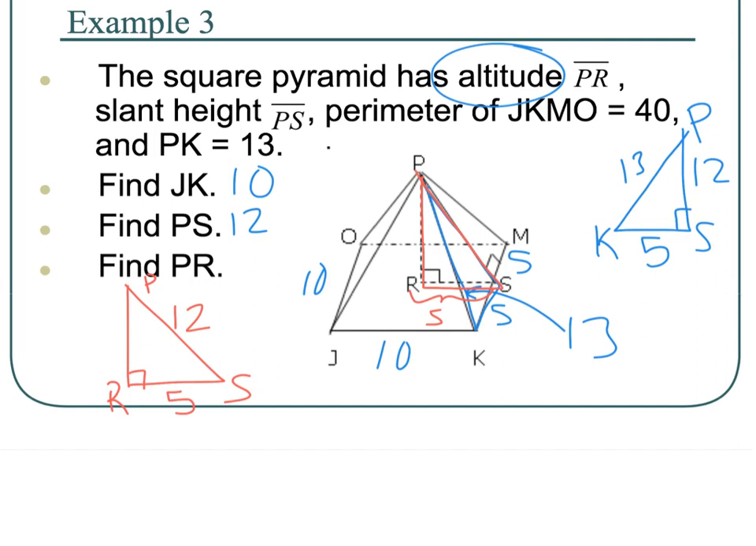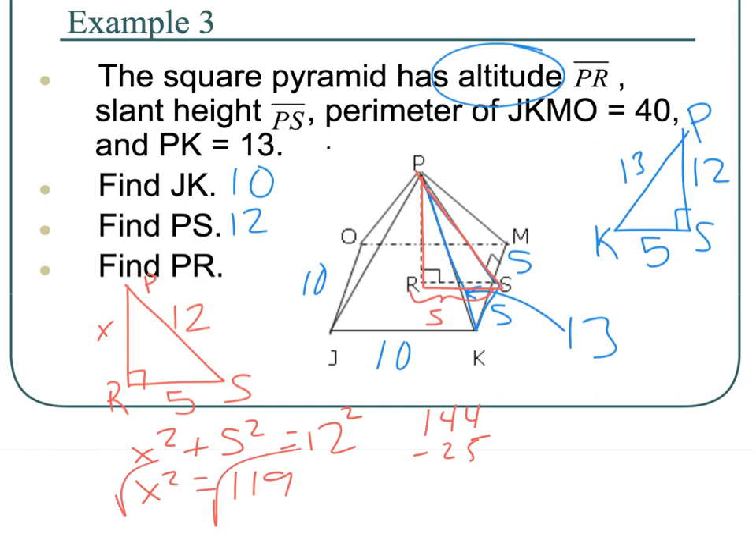Alrighty, so we'll call this just x. How about x squared plus 5 squared equals 12 squared. So I've got x squared is equal to, well, what's 144 minus 25? I believe that's going to be 119. I think I like that. Square root that. I don't believe I can simplify 119, so I'm going to leave it there.